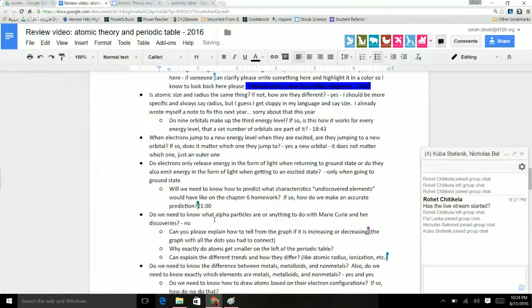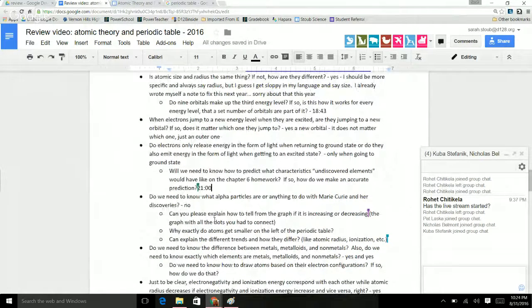We need to know how to predict what characteristics undiscovered elements would have, like in chapter 6 homework. The characteristics, you'd have to know if it's a metal or a non-metal, and then you would want to know, like metals are malleable, just the stuff that you have in the Venn diagram. Non-metals are not malleable, they're mostly gases. Metals are not gases, that kind of thing. The basic stuff that I had in the Venn diagram of what metals are. I'm kind of assuming that you know what metals look like. Copper, that kind of stuff. Okay. Can you explain? Please tell.